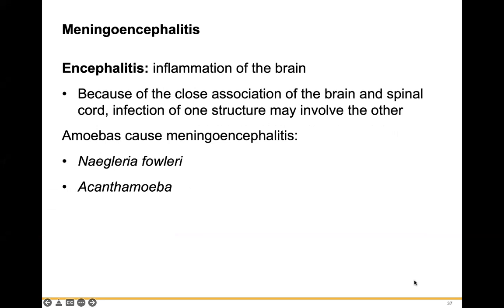Okay, so picking up with part two, meningoencephalitis. Encephalitis is actually going to be inflammation in the brain. And this can be a result of many different things. But because of close association with the brain and spinal cord, infection of one structure will most likely lead to infection of the other structure. And amoebas can actually cause meningoencephalitis.